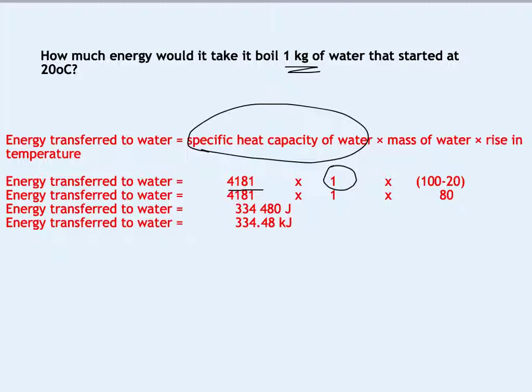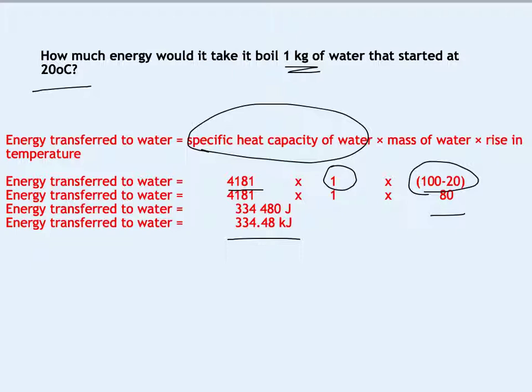And the rise in temperature. Now we started at 20 degrees and obviously everyone should know that the boiling point of water is 100, so 100 minus 20 gives you this 80. And you multiply them all together and you get 334,480 joules. Just because it's not a whole number of joules and kilojoules, you can still turn it into kilojoules by dividing it by 1,000, and that gives you 334.48 kilojoules.